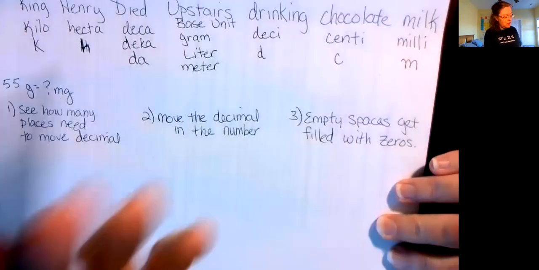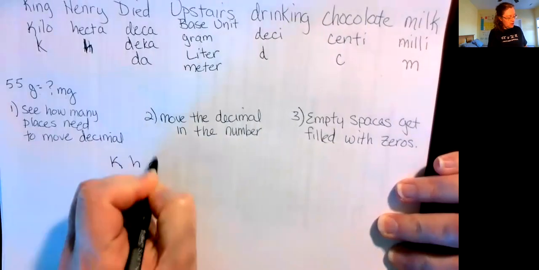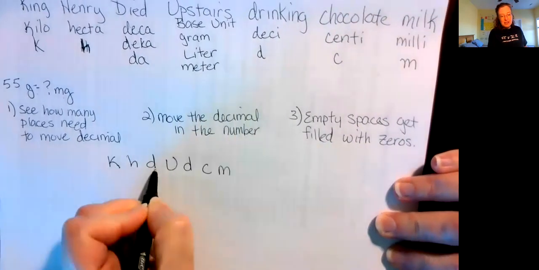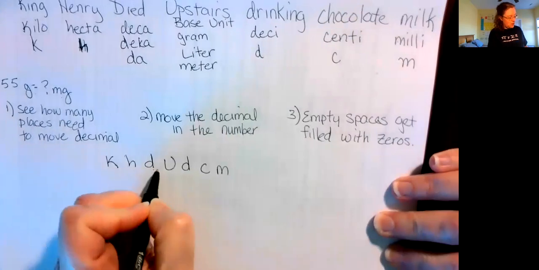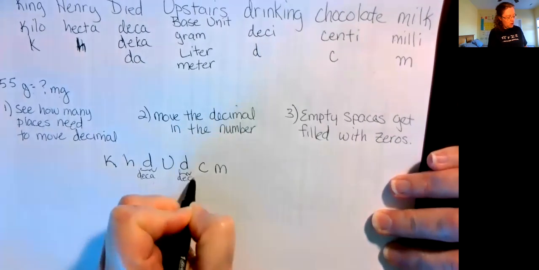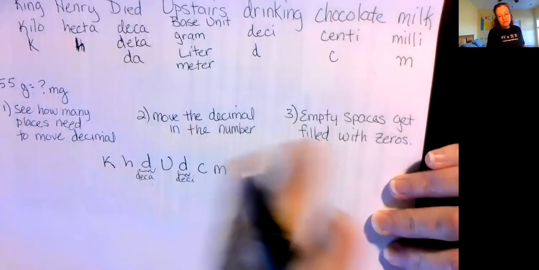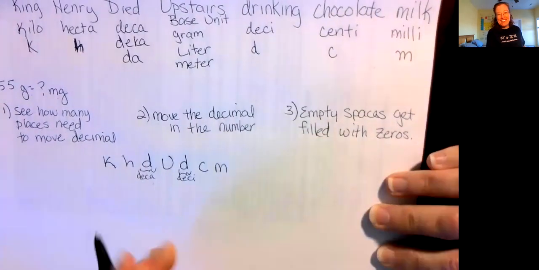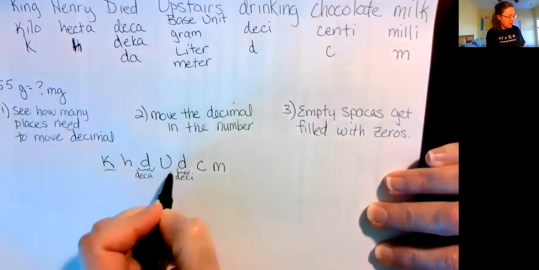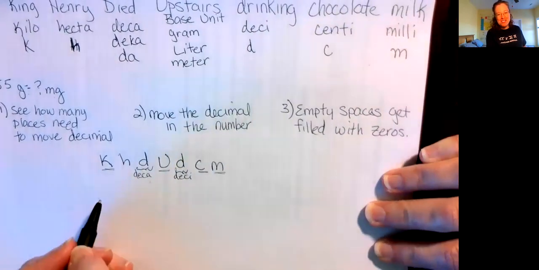What I do is I first write down the letters. King Henry died upstairs drinking chocolate milk. And yes, I put the D, that this is our deca versus deci, because I'm just looking for an easy way of recopying the letters. And I really almost never use deca or deci, really. The main guys are going to be our kilo, our base units, centi, and milli. Those will be the ones that we'll use the most.